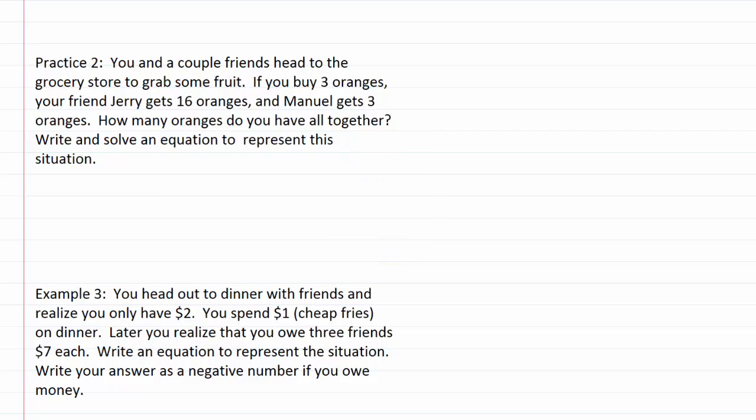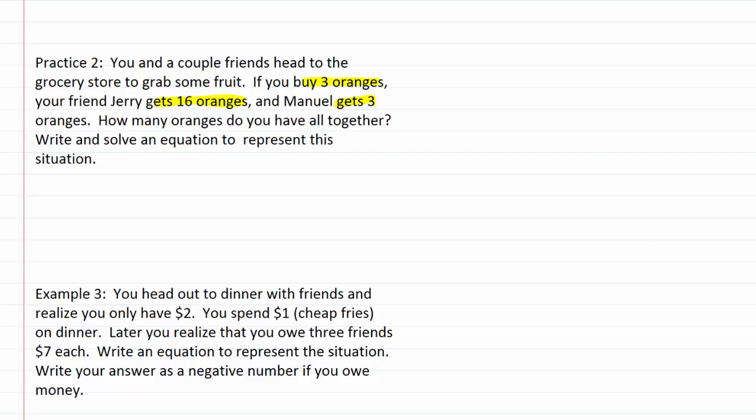Now I'm going to work through the solution for practice 2. You and a couple friends head to the grocery store to grab some fruit. If you buy 3 oranges and your friend Jerry gets 16 oranges and Manuel gets 3 oranges, how many oranges do you have altogether? Write and solve an equation to represent this situation. So I'm going to highlight the important stuff. You buy 3 oranges, Jerry gets another 16, and Manuel gets 3.